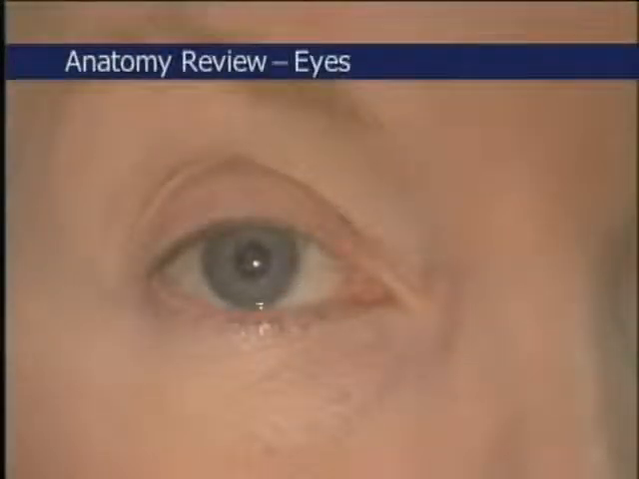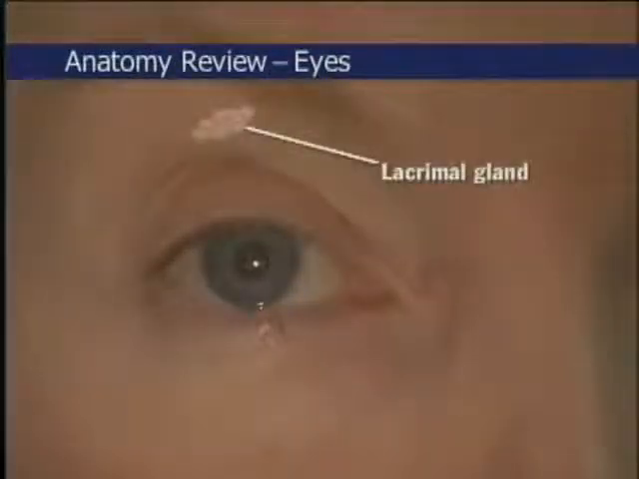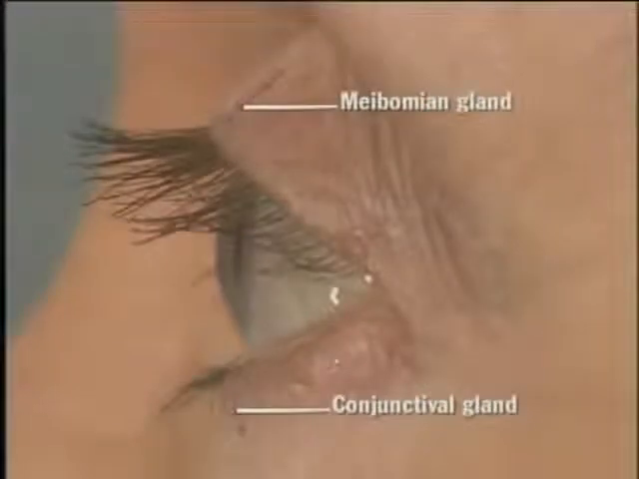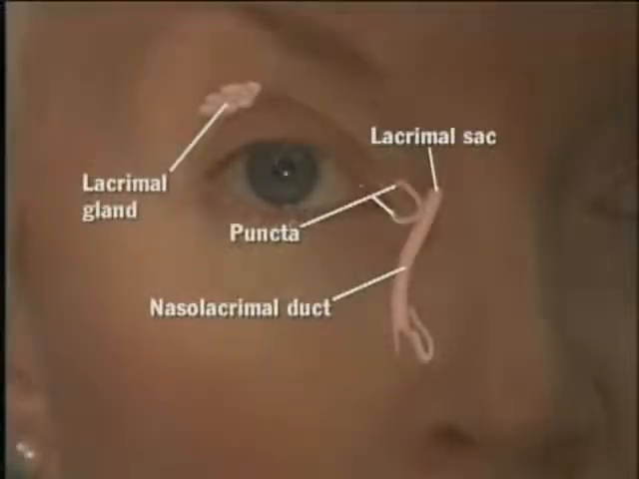A film of tear fluid protects the conjunctiva and cornea from drying and infection. This fluid comes from three sources: the lacrimal gland, which resides within the bony orbit above the eye, the conjunctival glands, and the meibomian glands, which open along the margins of the eyelids. Tear fluid from the lacrimal gland above the eye drains medially through the lacrimal puncta and passes through the lacrimal sac and nasolacrimal ducts into the nose.